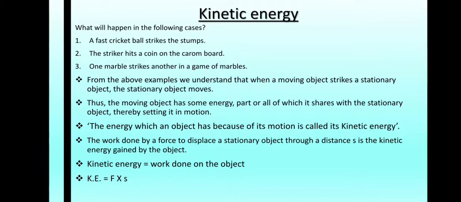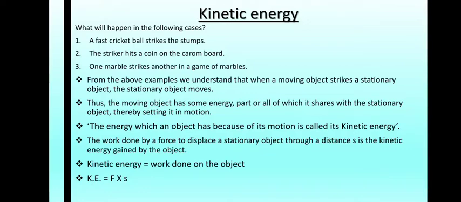Which object will be set in motion? The stationary object. See, the fast cricket ball hits the stumps, so the stumps are set in motion. Followed? So the energy which an object has because of its motion, for example the fast cricket ball, which kind of energy? That energy is said to be kinetic energy, the energy of motion. When an object is in motion, the energy possessed by that object is called kinetic energy.